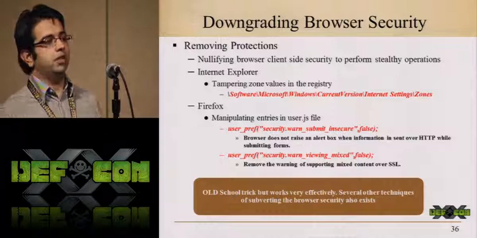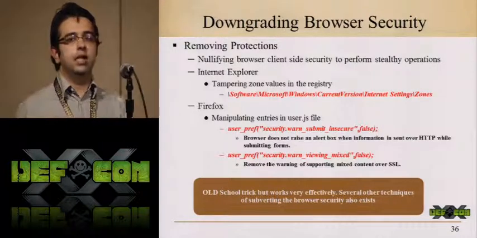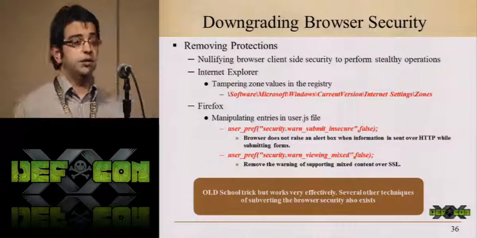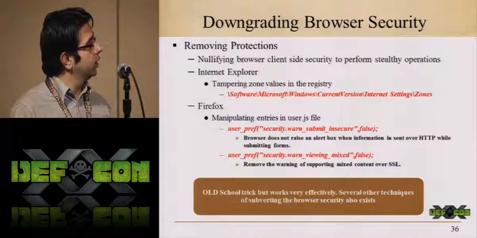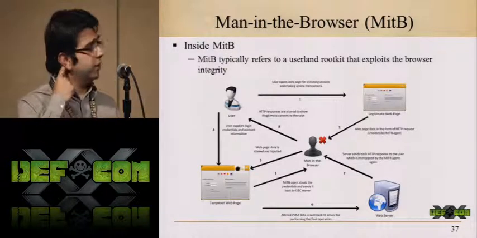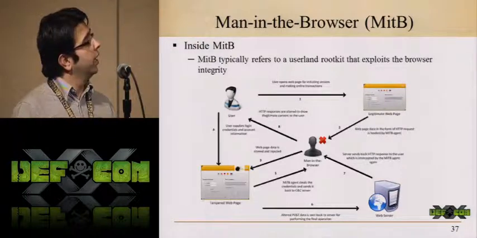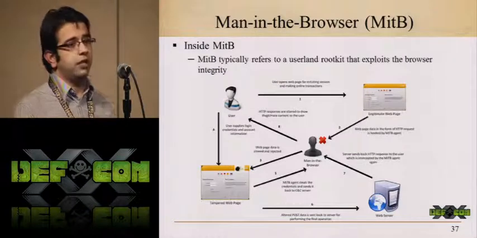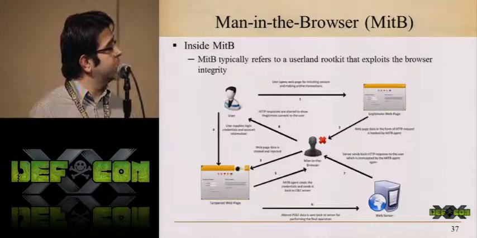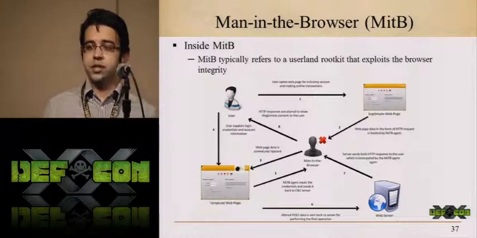And they force the browser to send data over an HTTP channel, rather than HTTPS, because sometimes the browser gives you a warning, okay, the channel is being changed from HTTP to HTTPS. So in order to remove all those sorts of notifications, the bot actually manipulates the user.js file. This is one of the interesting techniques that has been around for a couple of months now. And this is actually another replica of man in the middle. The only differentiation is that it works inside a system, and man in the middle works between two endpoints in the network.